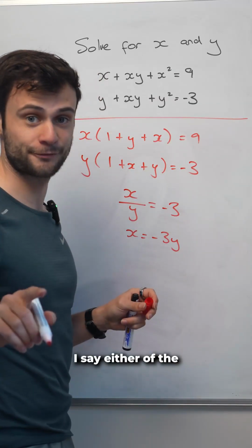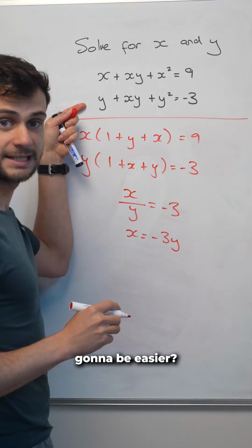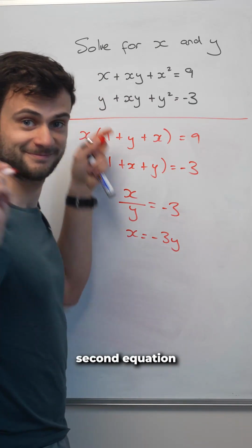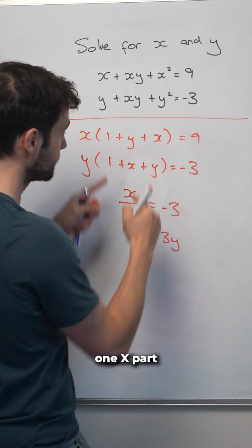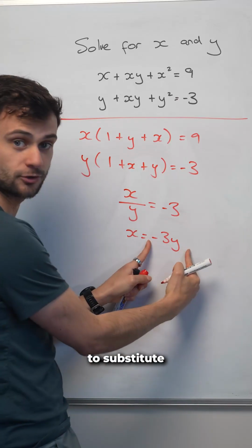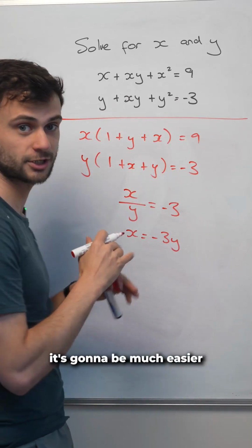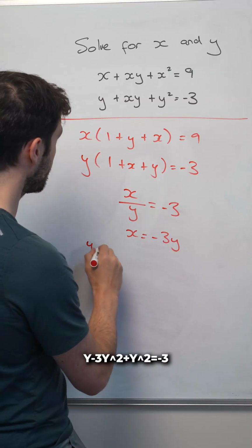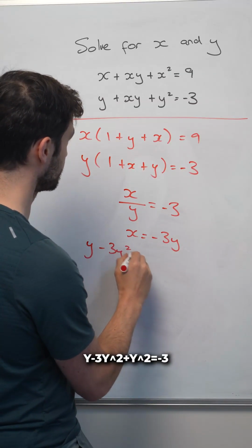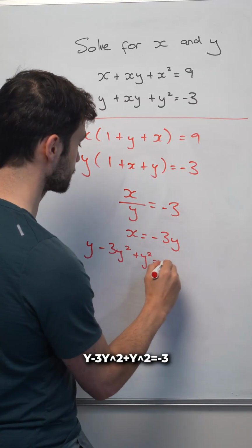But I say either of the original equations, which one's going to be easier? If you said the second equation, good. Yes, exactly, because there's only one x part in the second equation. So we just need to substitute the minus 3y in the second equation. It's going to be much easier because there's fewer things to substitute. So we can go ahead and do that. We get y minus 3y squared plus y squared equals minus 3.